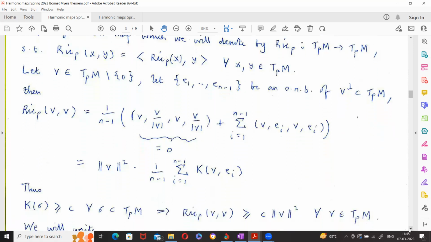So this first term vanishes. What are these last terms? If I divide by norm V squared, I get exactly the sectional curvature. So each term is the sectional curvature of the 2-plane spanned by V and EI, times norm V squared. So the Ricci curvature of V comma V is norm V squared times an average of sectional curvatures: 1 over n-1, sum over I from 1 to n-1, of the sectional curvature of V comma EI. Is that clear?